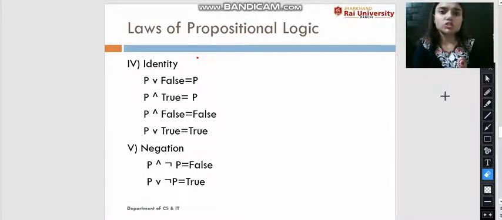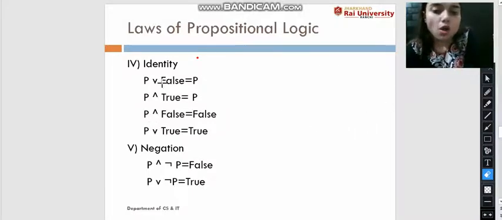We are discussing the laws of propositional logic. The fourth law, which is the identity law, states that P or false is always P, and P and true is always P. We also have P and false is always false, and P or true is true.